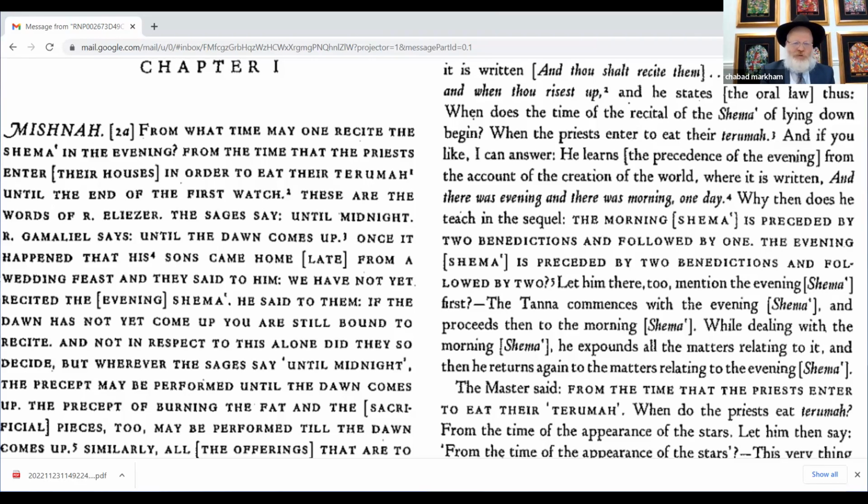He says that the truth is, wherever the sages say until midnight, they're just trying to put in some kind of a safety clause. Like a fence? Yeah, right. So here we see a fence concept. They say until midnight because they know people will fall asleep and say, I'll do it later. No, you have to make sure to do it before midnight. So it says, and not in respect to this alone do they so decide. Wherever the sages said until midnight, the precept may be performed until the dawn comes up.